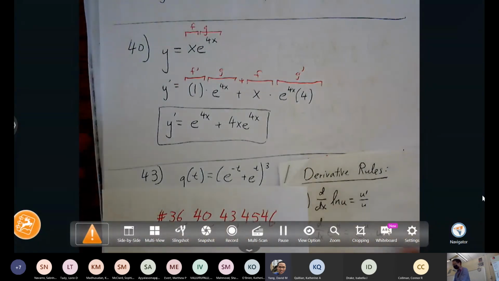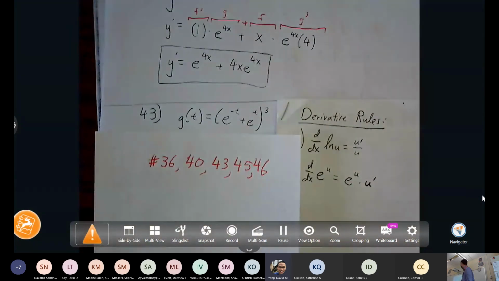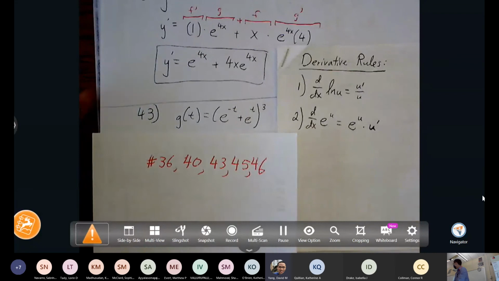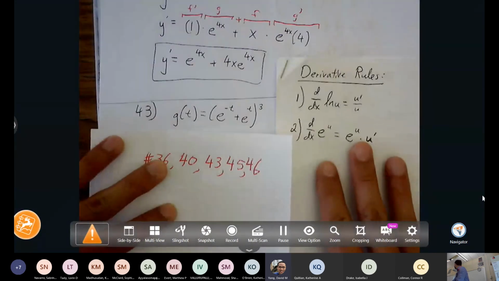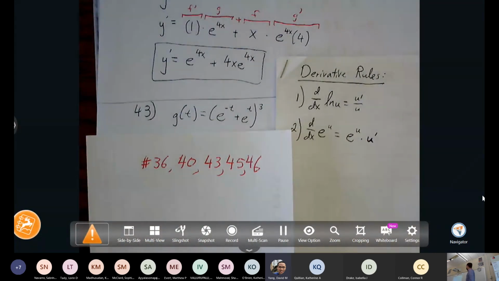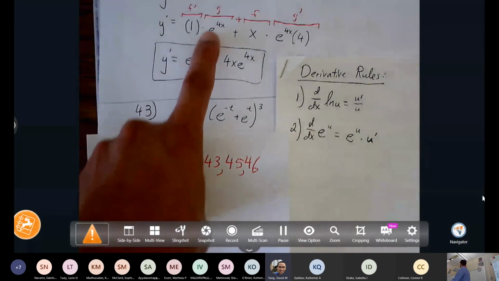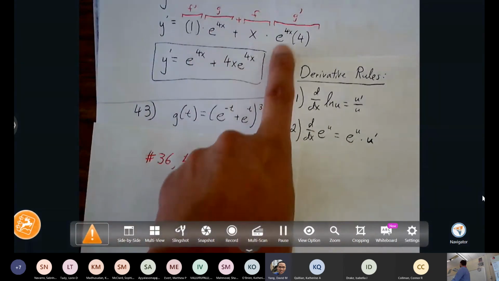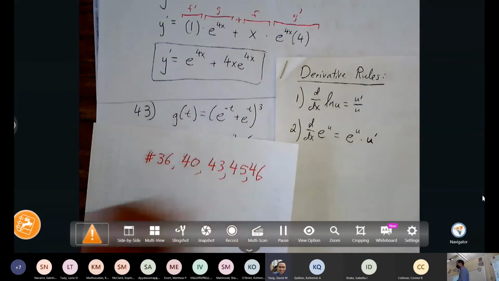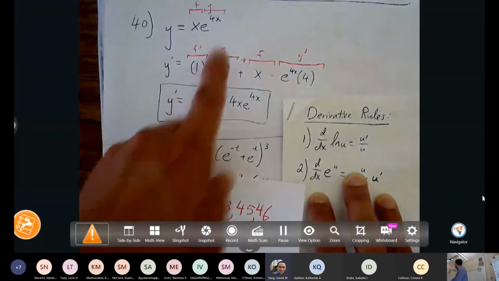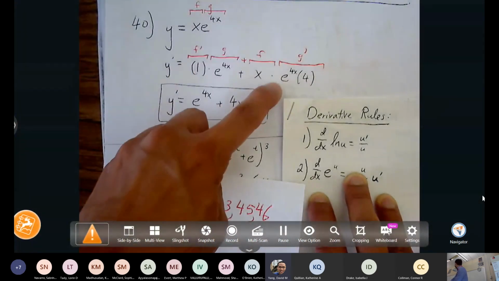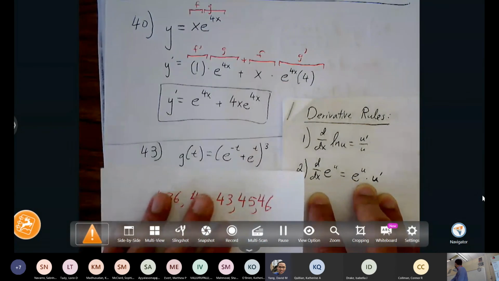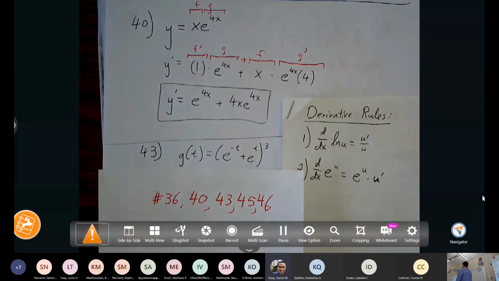Okay, check 40. And then let's try 43. F prime g plus f g prime for number 40. The rule for e to the 4x is just e to the 4x times 4, right? E to the u times u prime.